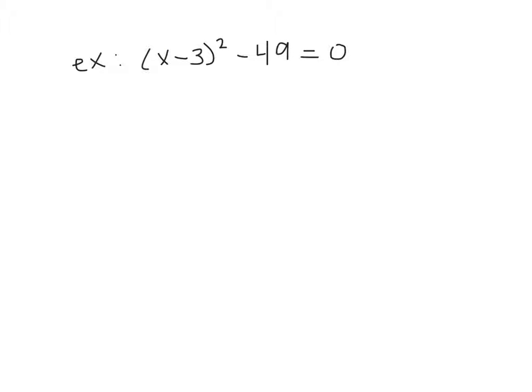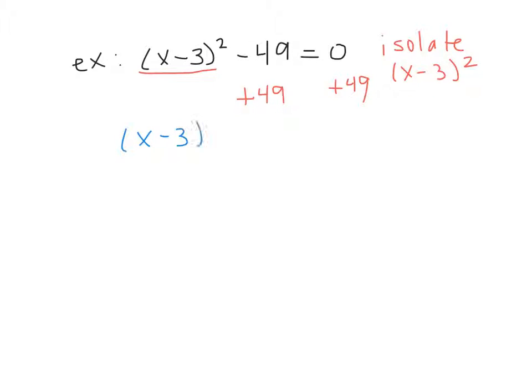Okay, this next one, we don't have just x squared, but we do have something squared. And that's what we want to isolate. We want to isolate the x minus 3 squared. And then we can apply that square root property. All right, so we're going to add 49 to both sides. So we get x minus 3 squared equals 49.